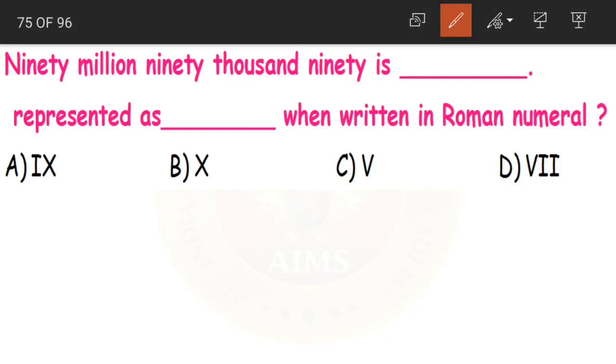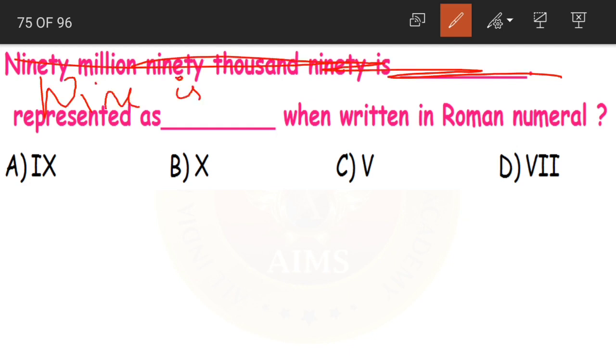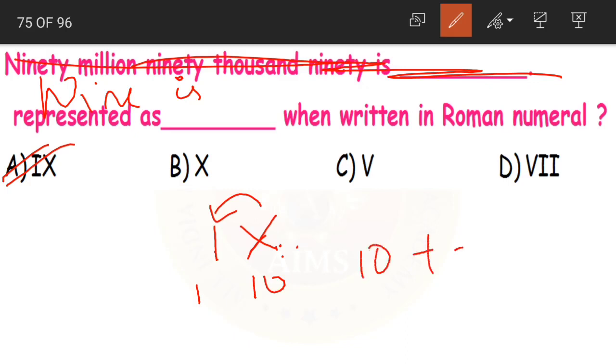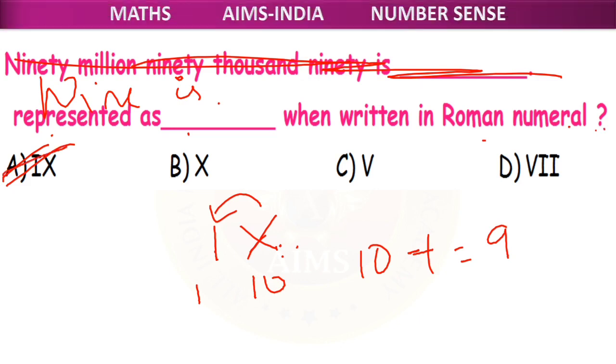Suppose if it was 9 is represented as dash. Okay, if the question was 9 is represented as dash when written in Roman numerals, then we can say that option A is our correct answer. Why? In option A we have IX, that is I is equal to 1 and X is equal to 10. Yes, here the smaller number is to the left of the larger number. So we'll subtract 10 minus 1 is equal to 9. If the question was 9 is represented as dash when written in Roman numeral, option A IX becomes our correct answer.